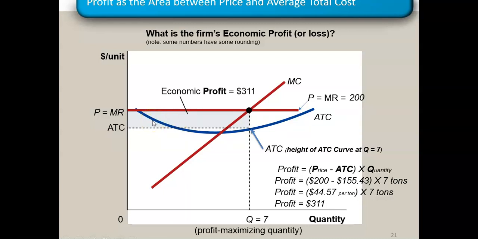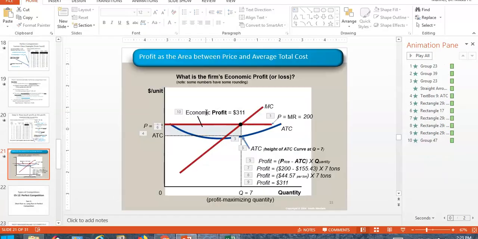It's important to be able to see that that box represents the profit. Profit per ton is the difference in the height, the price minus the average total cost, times the number of tons. So the area of that rectangle is the quantity of 7 times the difference between price and average total cost. So the size of that rectangle is $311. Now, make sure that's clear.